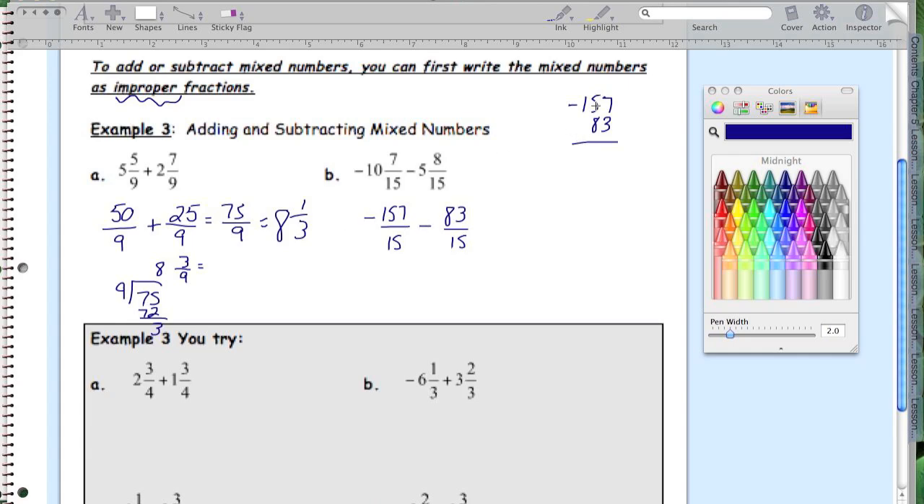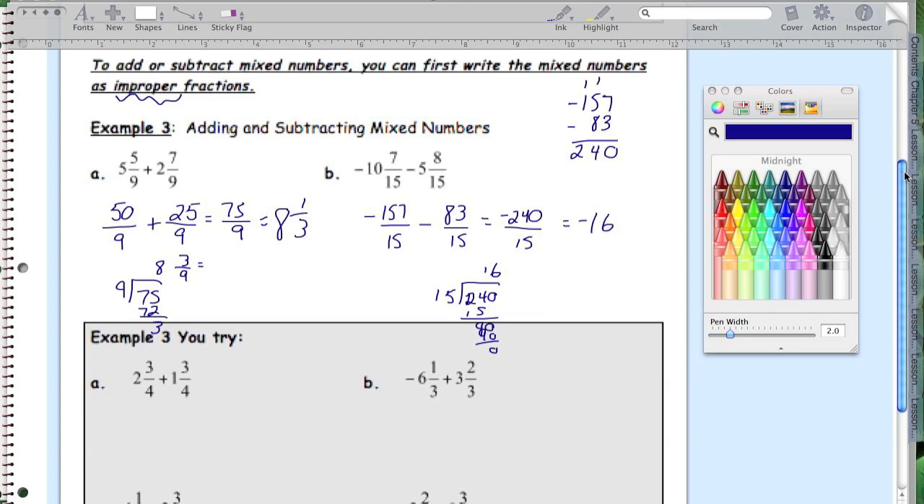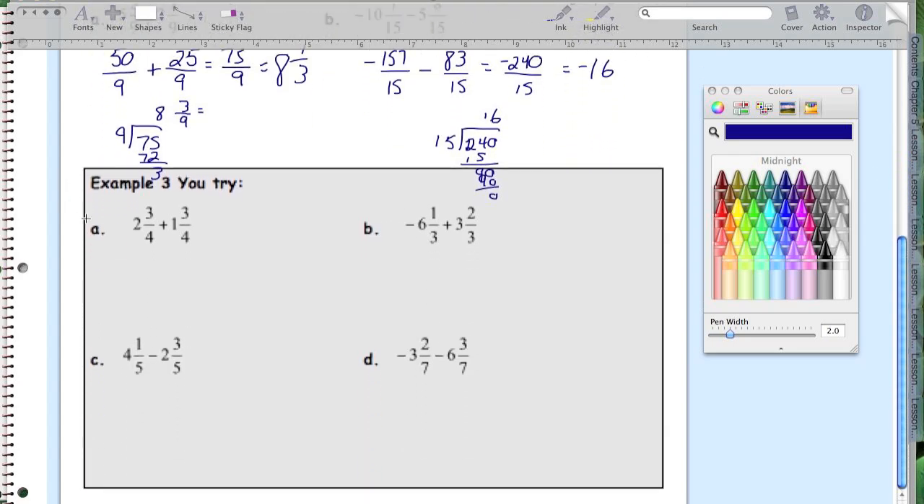So both of these are negative, so I'm going to add them and keep my answer negative. And when I add them, I find that my answer is negative 240 over 15. Again, I want to turn that into a mixed number, and I do my scratch work here again. 15 goes into 90 6 times with 0 left over, so my answer is negative 16. All right, I'm going to work through these practice ones a little bit faster. Just follow along and hopefully, or try them yourself and see if you get the same answers and check back.